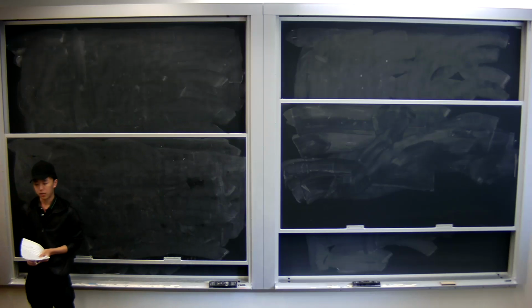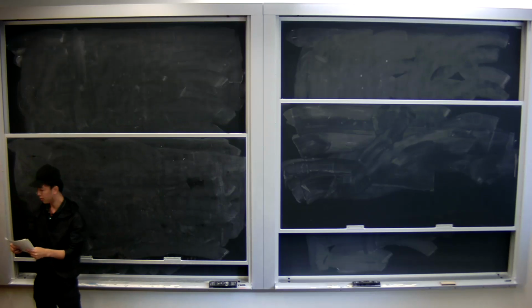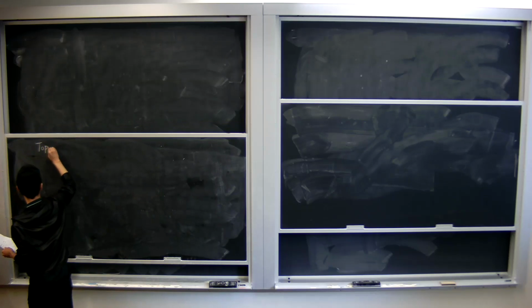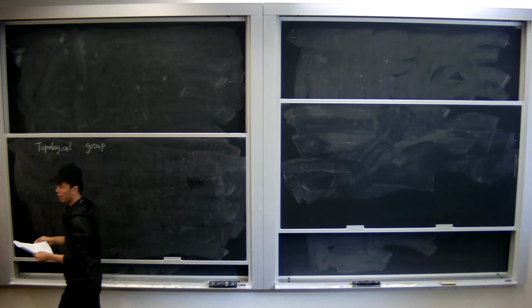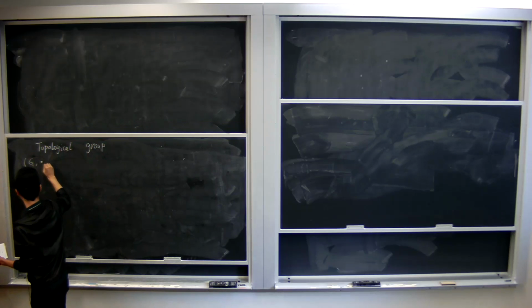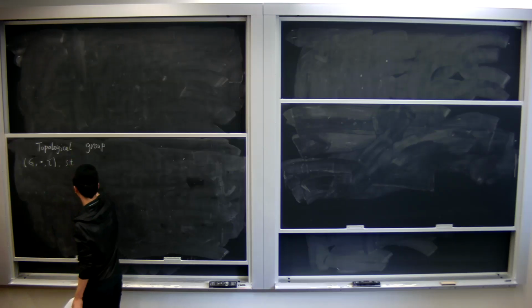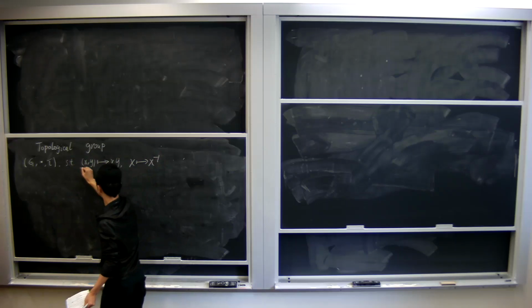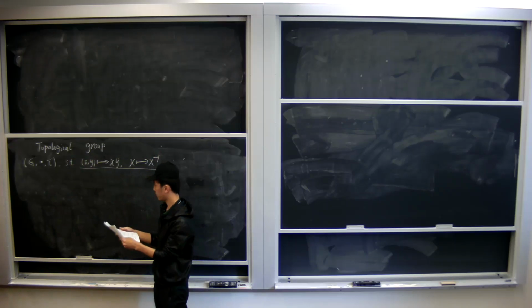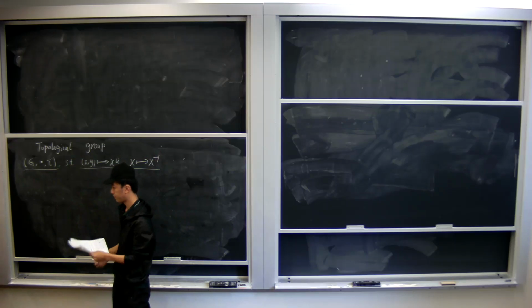The first theorem is about topological groups. I'd like to recall the definition. Here we have a group G with a product. If we give it a topology tau such that the two functions, the product and the inverse, are continuous, then we call this a topological group.